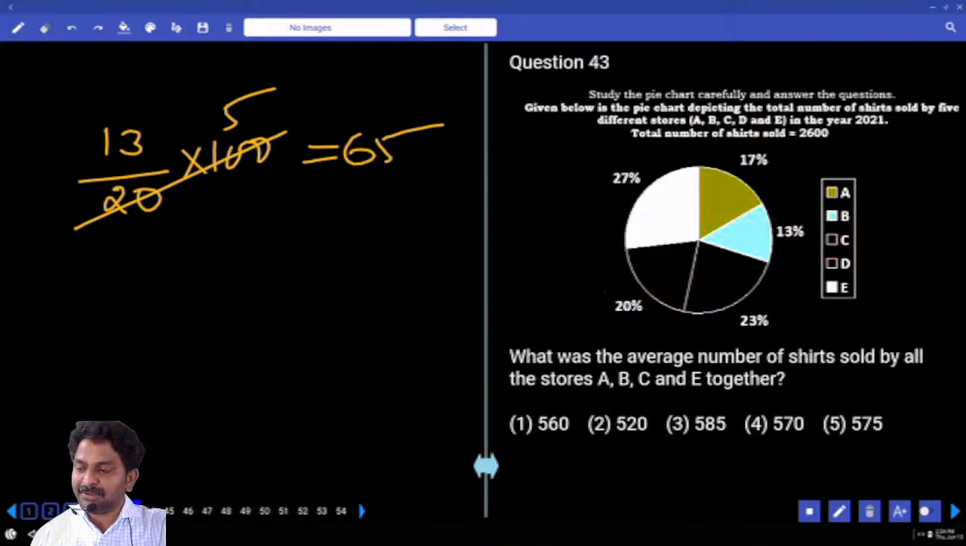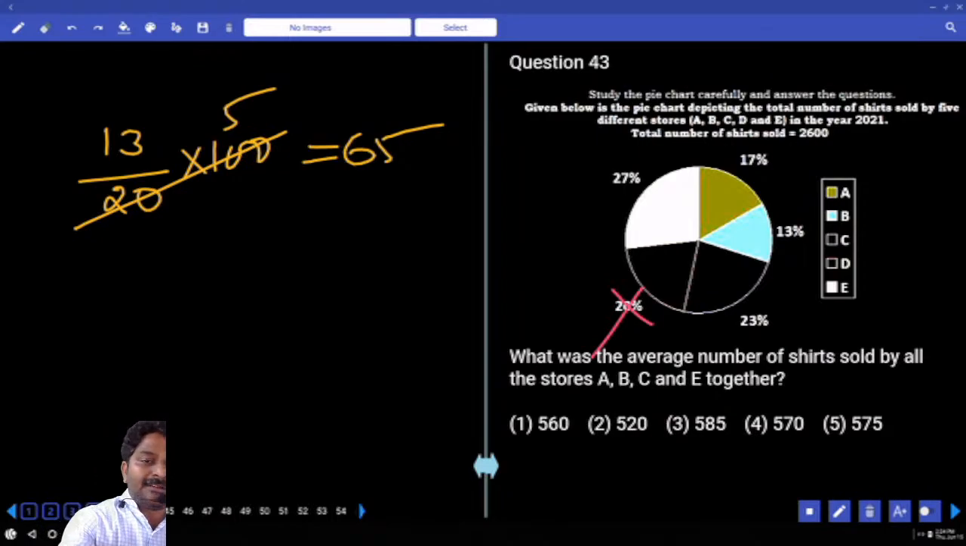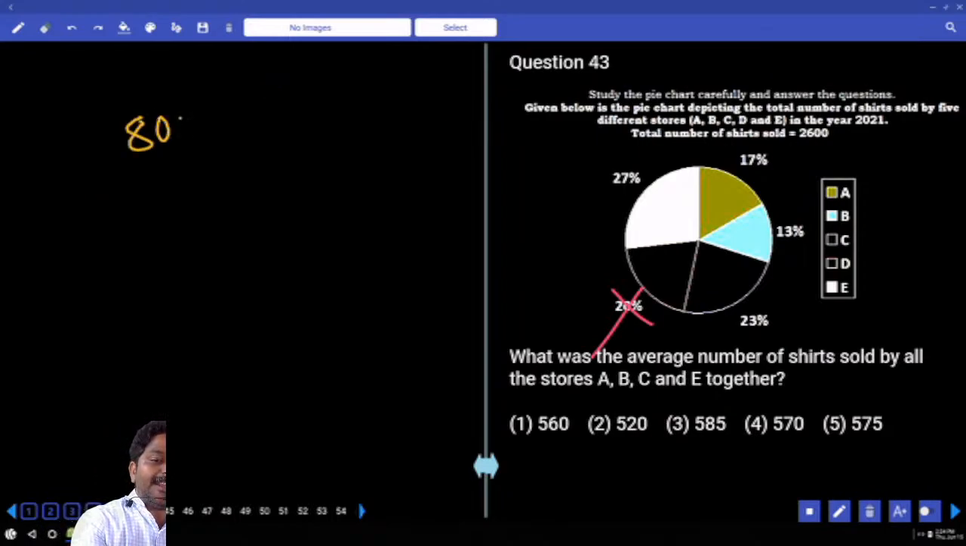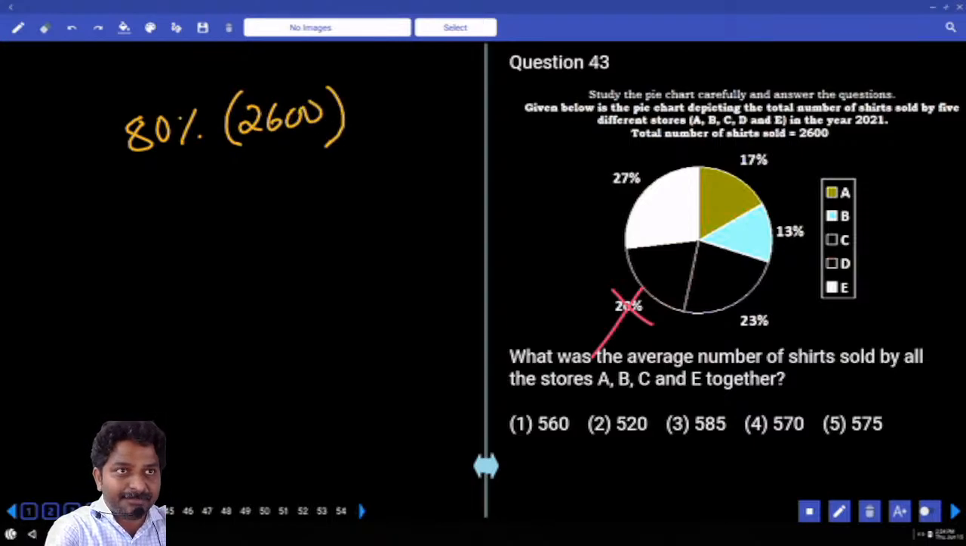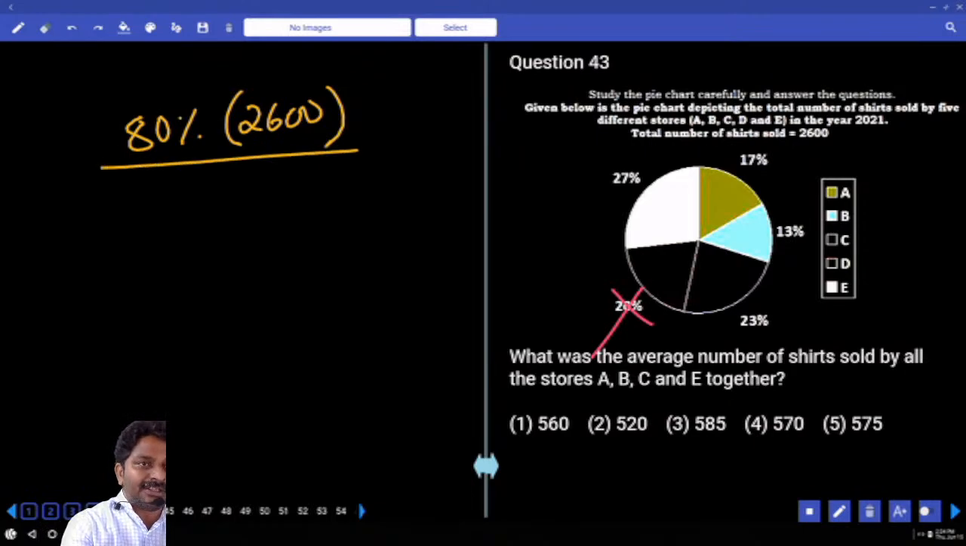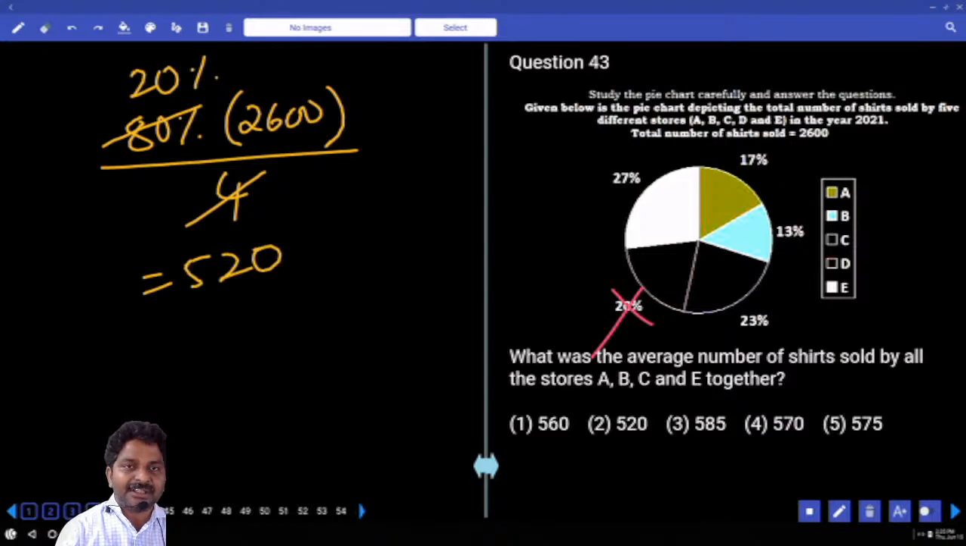What was the average number of shirts sold by all the stores A, B, C, E together? That means except D we were asked to calculate everything. 80% of 2600 is the total, because D is 20%, except D the remaining is 80%. We were asked to calculate the average for how many? That is 4, so 20% we need to calculate, which is 520.